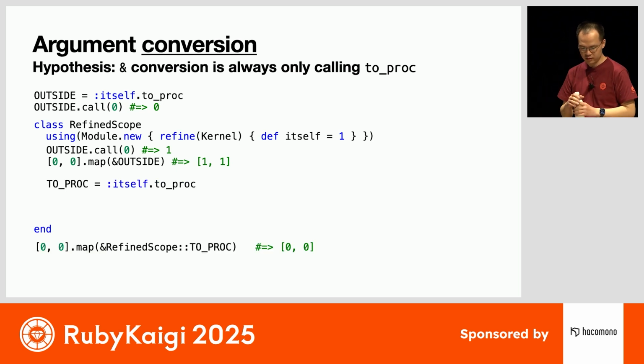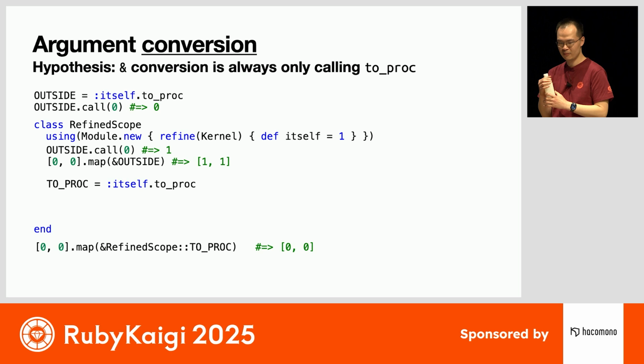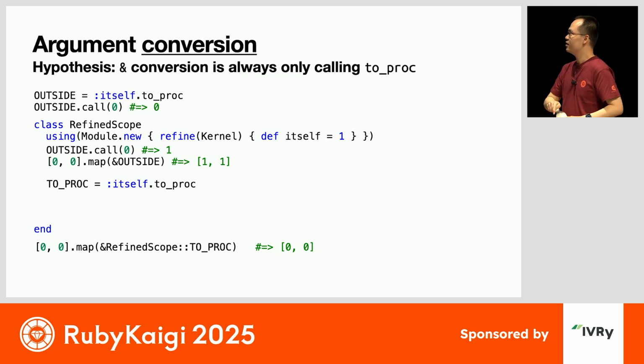Now, let's try the opposite and call to_proc inside the refinement scope and then use it outside. This also seems to indicate that ampersand is just calling to_proc, because outside of the refinement scope, there's no effect.